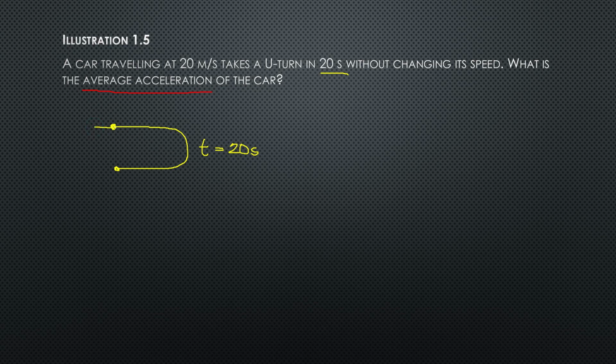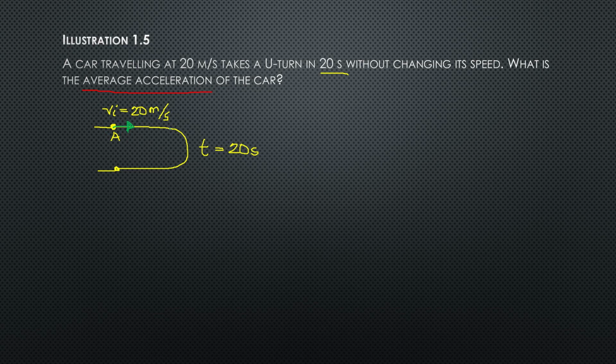So let's say this is its initial velocity, which is v sub i equal to 20 meters per second, and the direction of the car is towards the right. So this is a positive value.